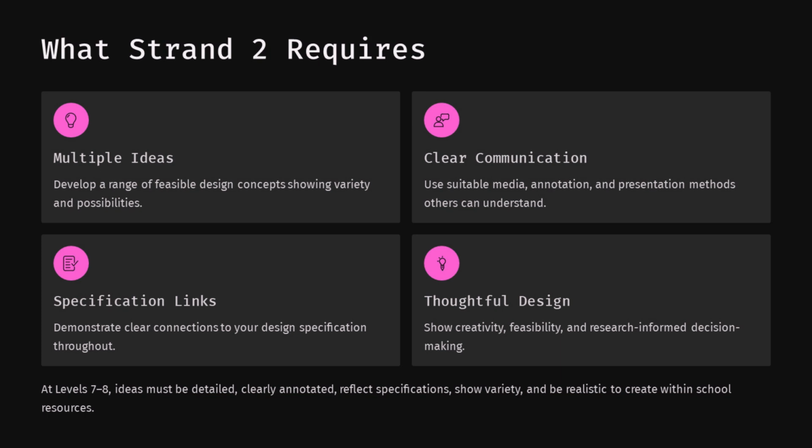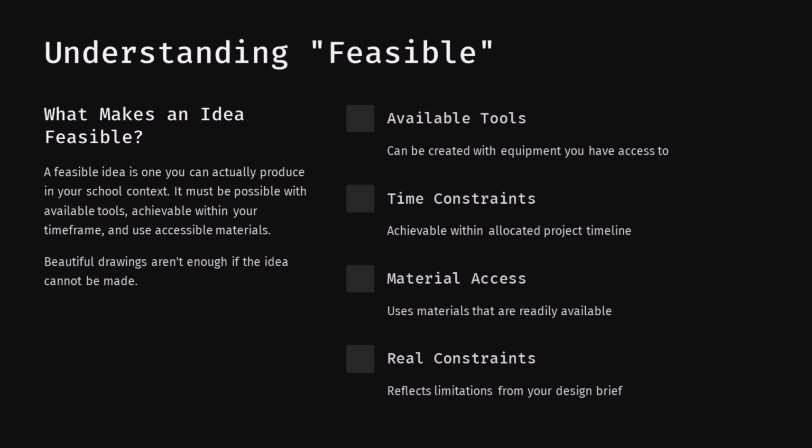What does feasible really mean? A feasible idea is an idea that you can actually produce in your school context. It must be possible with the tools you do have. It must be achievable within the time you have. It must use materials that are available. It must reflect real constraints from your design brief. It must make sense for your target audience.